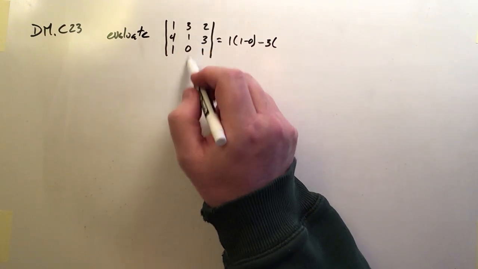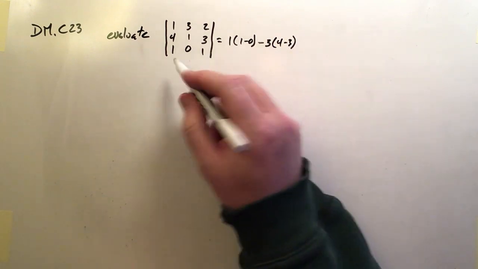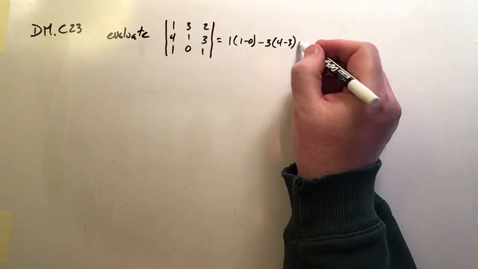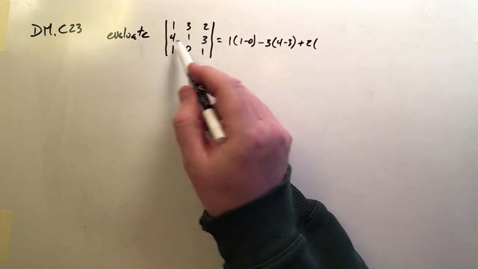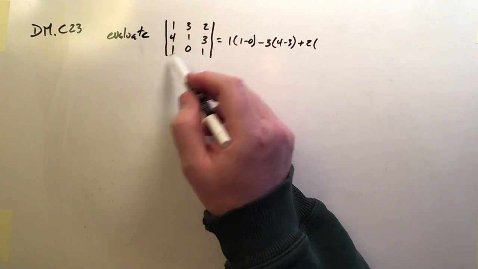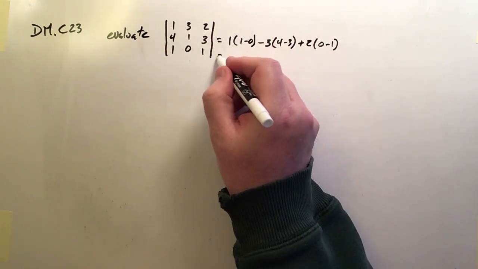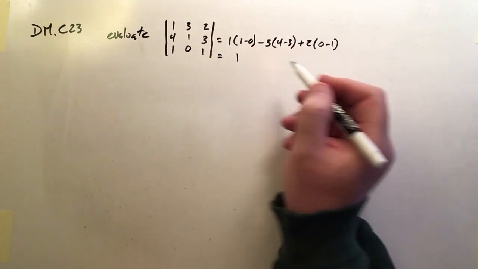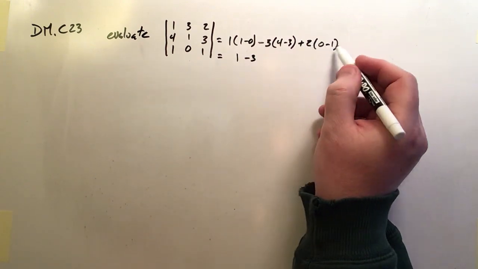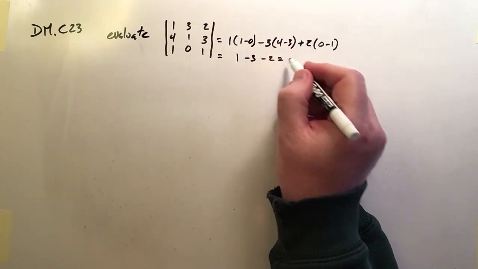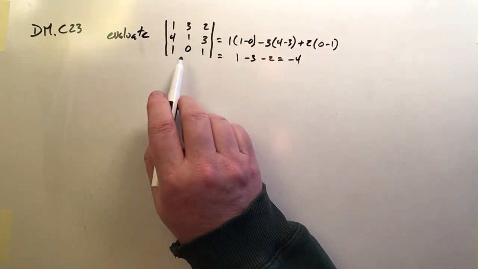Again, if I eliminate this row and column, it's 4 minus 3 for the remaining 2 by 2. And then finally, plus, we're back to positive again, 2 times. Once I eliminate 2's row and column, I have 4, 0, 1, 1, so it's 0 minus 1. If we calculate this, this is going to be 1 times 1, which is 1, minus 3 times 1, which is negative 3, plus 2 times negative 1, which is negative 2. So that's minus 5 plus 1, or negative 4. And negative 4 is the determinant of this matrix.